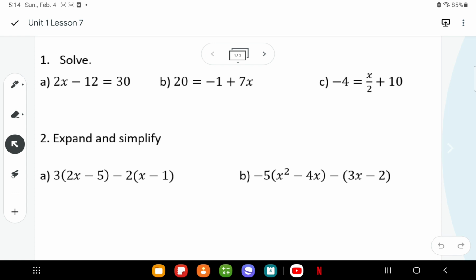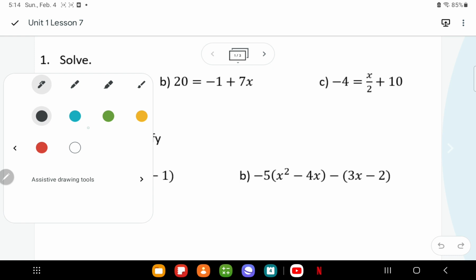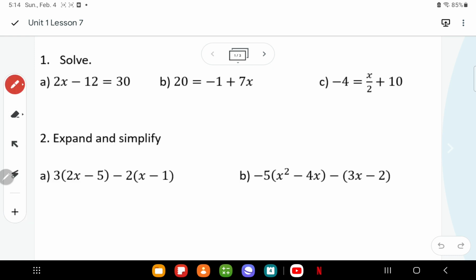So this first slide is really just review of some of the stuff that we've done in the past few days. I'd like you to pause now and give these questions a try before you unpause to check your answers. Okay, so I'm hoping that you have actually tried these ones on your own. I'm going to quickly put up answers for you to check. This is not the new stuff for today. This is just review from before.